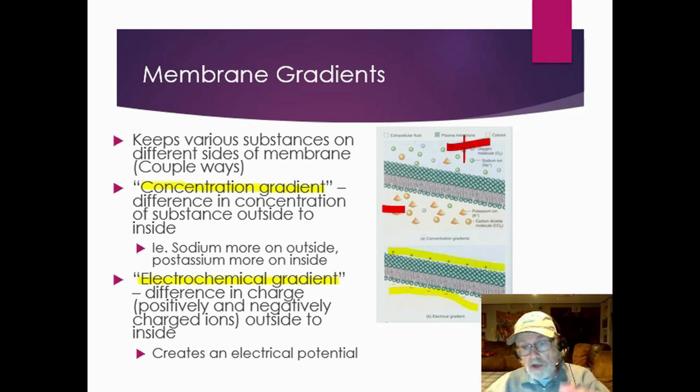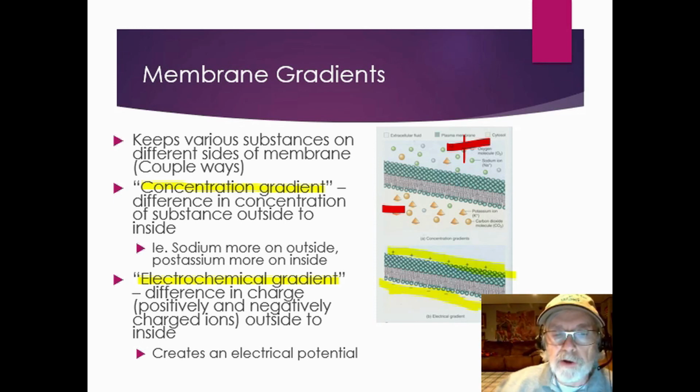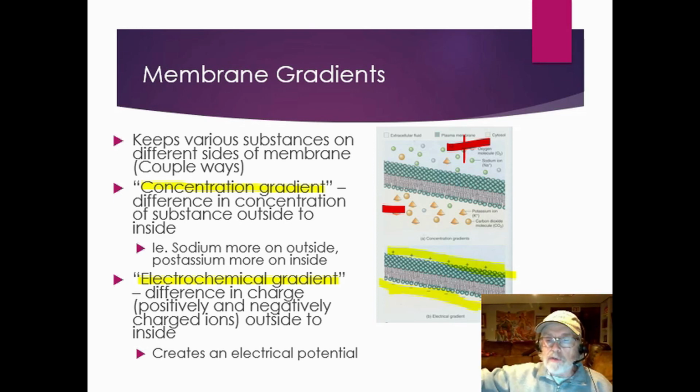So therefore I have a large amount of proteins, a large amount of negative charge, which means the inside of that cell membrane is more negatively charged and the outside is more positively charged. So in both these situations, we've had a concentration gradient: a lot of sodium on the outside and not much on the inside, a lot of potassium on the inside and not much outside. So it's a concentration gradient.